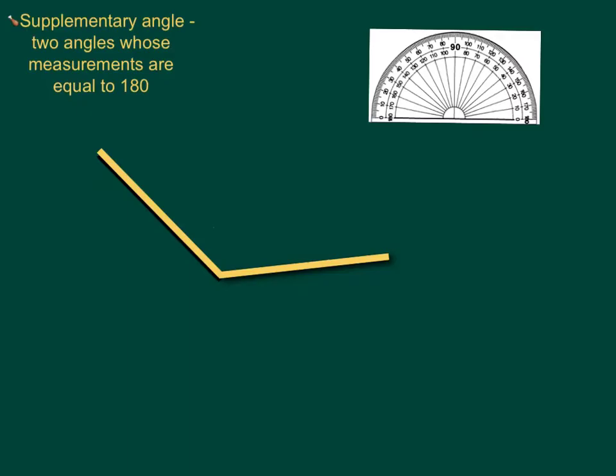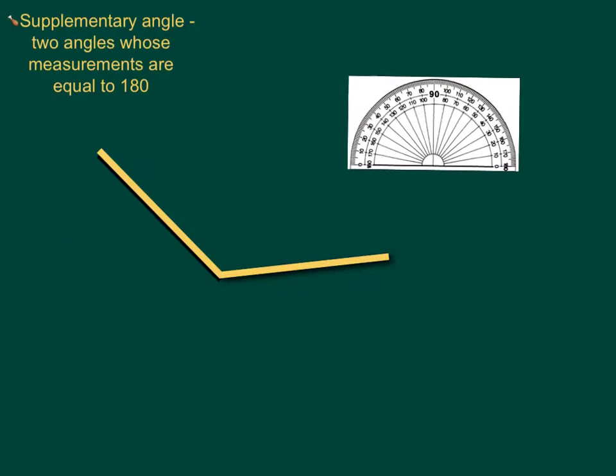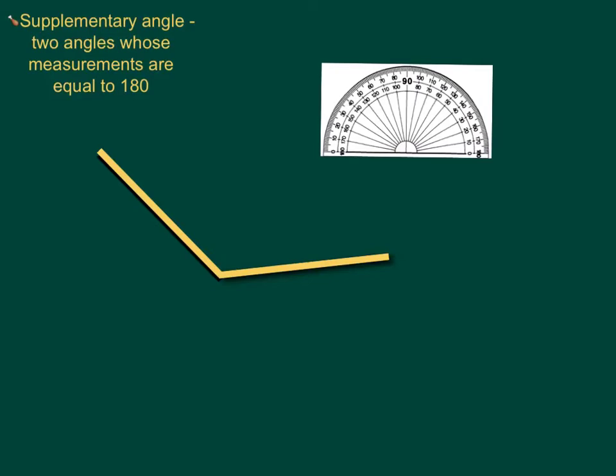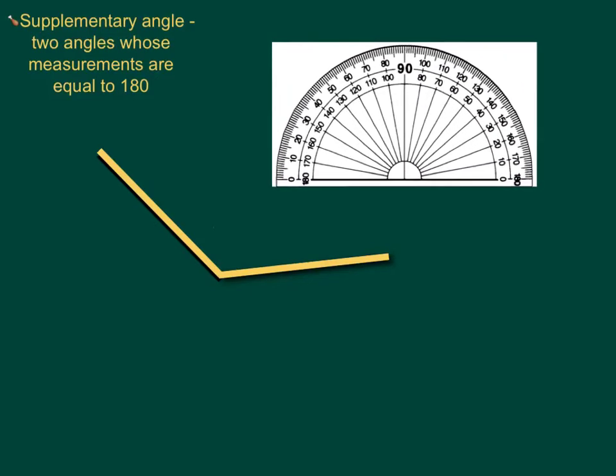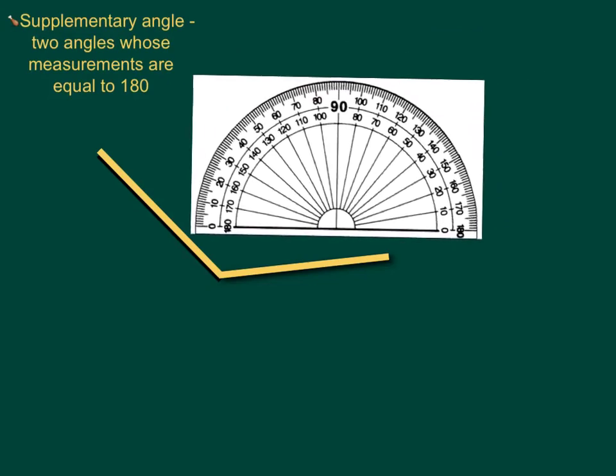Okay, we're going to start with the supplementary angle. The definition for supplementary angle is two angles whose measurements are equal to 180 degrees. So first we have here an angle. And what we will need to do is take our protractor, and here is your protractor here, and we are going to measure this angle. So let's talk about how to measure an angle.